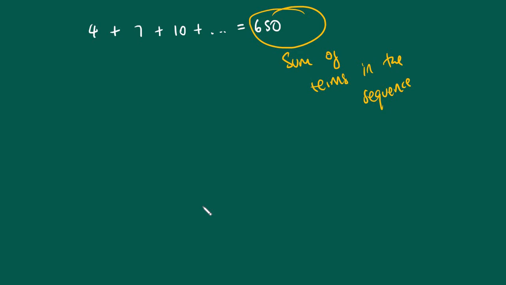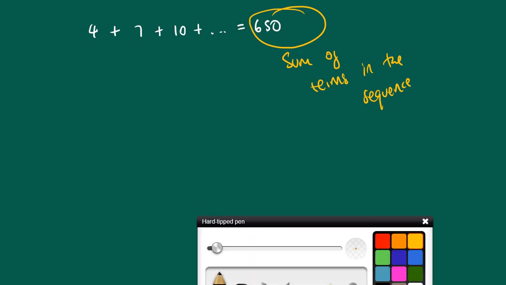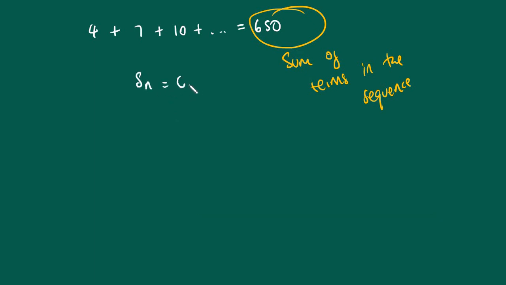No, we don't know how many terms were added. So that is why that 650, we write it like this. We say Sn is equal to 650. What does this mean? This means I do not know how many terms, right? I don't know how many terms were added to get 650. But I know that the sum of those terms is 650, right?